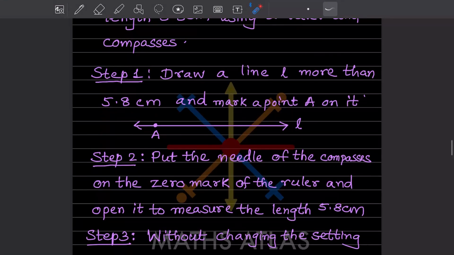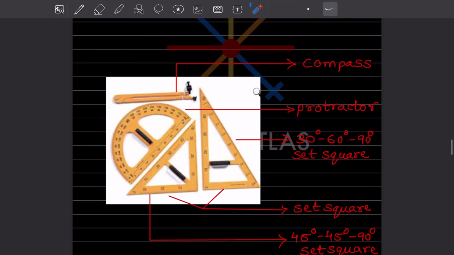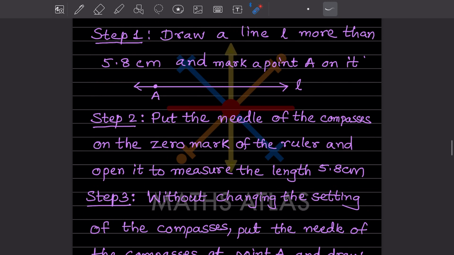Then what will we do? Put the needle of the compass. You know this compass: there are two parts, one is for the pencil, and the other one is just a point. So what are you going to do? Put the needle of the compass on the zero mark of the ruler.